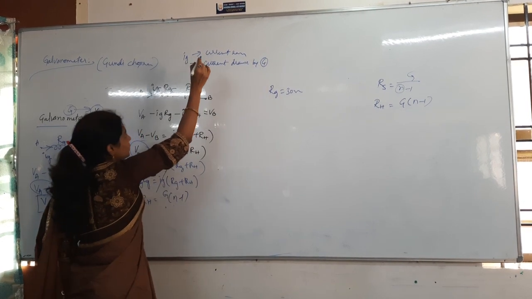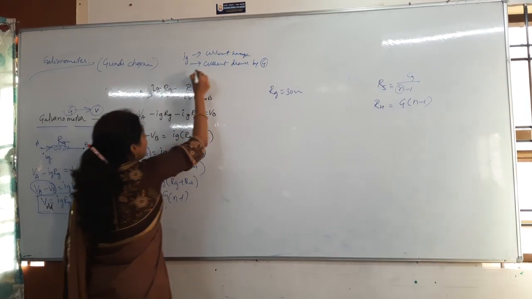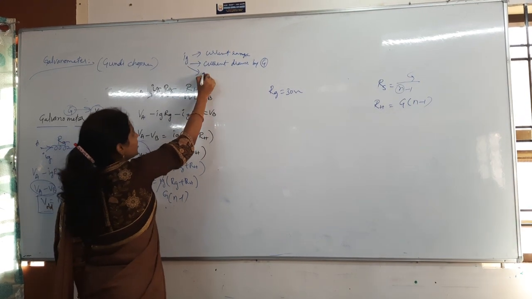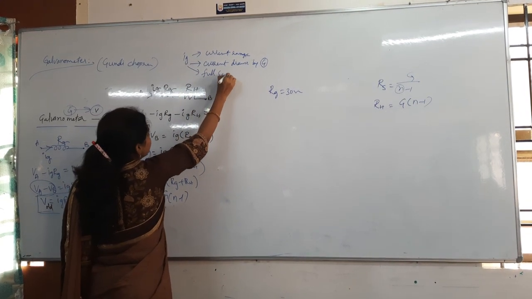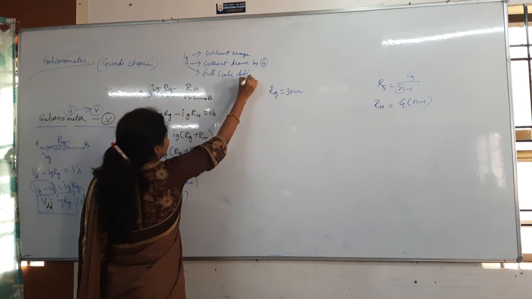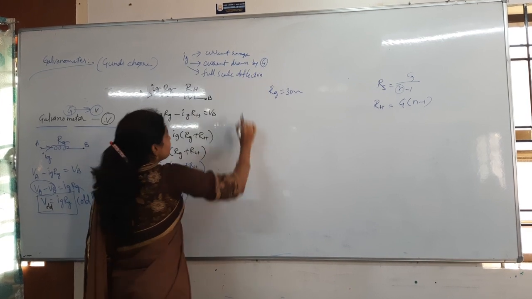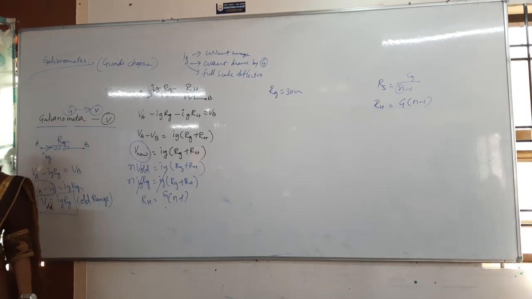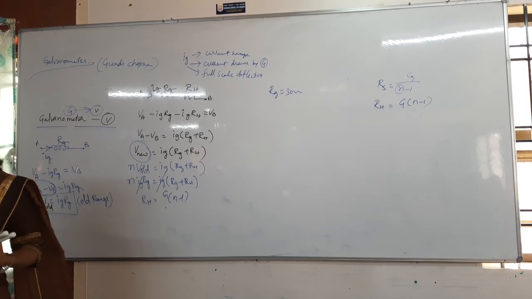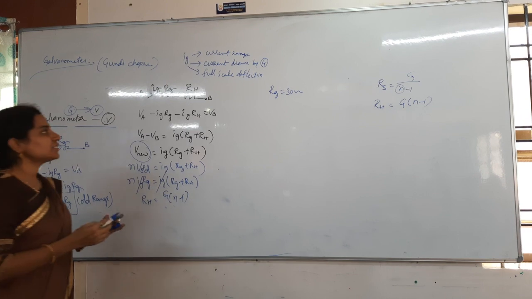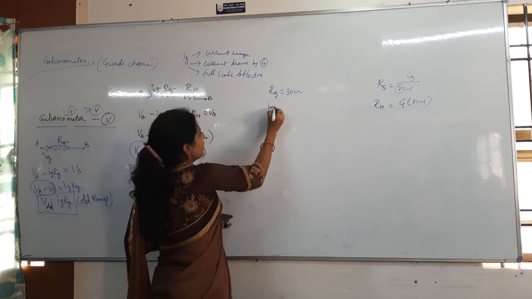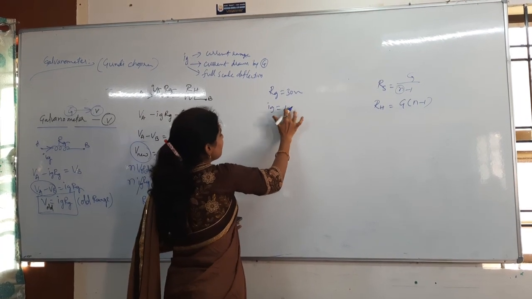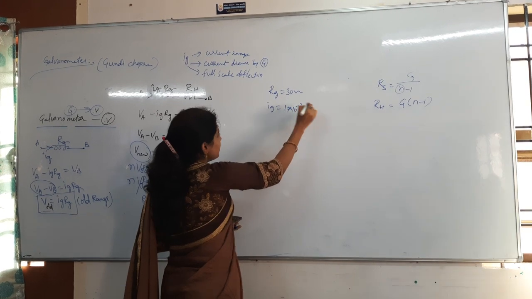Current drawn by the galvanometer or current range, and also one more very important will be there, that is full scale deflection. Those are the terminologies which will be used for the IG. Clear? So that current range how much they are saying? IG is equals to 1 milliampere, that is 10 power minus 3 amperes.